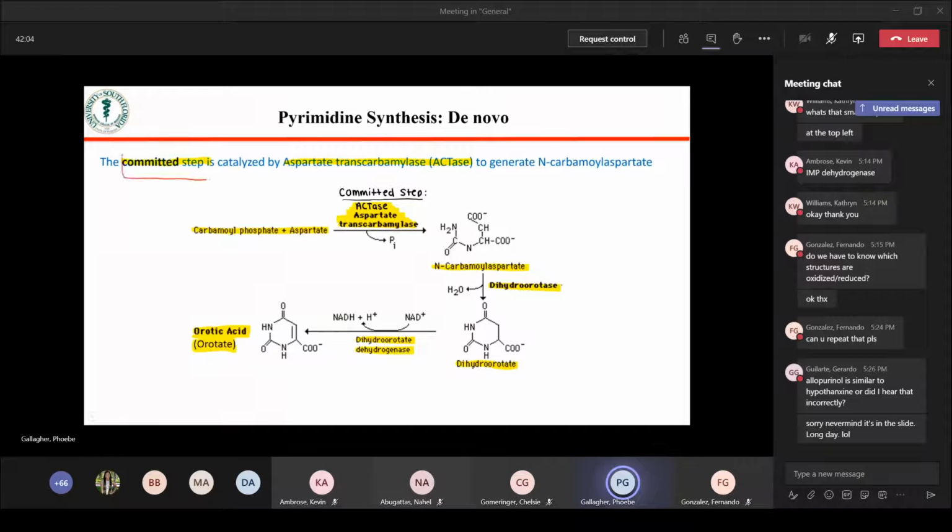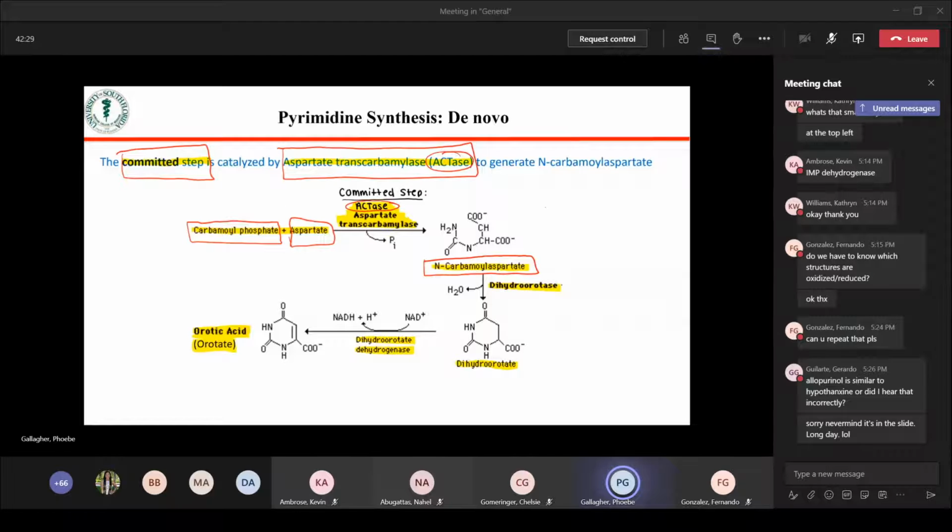Then you have to know the committed step, and you have to know that it's going to act through ACTase. She likes this abbreviation, if I remember correctly. Know that your carbamoyl phosphate that you made in the first step is going to be combined with now aspartate. So memorize that. And they're going to go through ACTase to make N-carbamoyl aspartate.